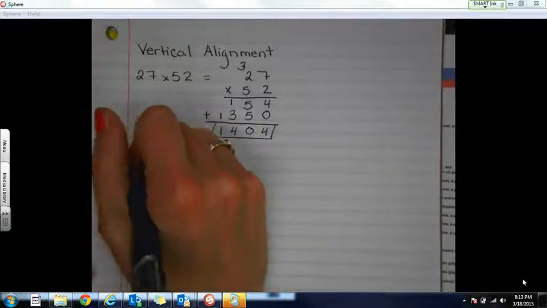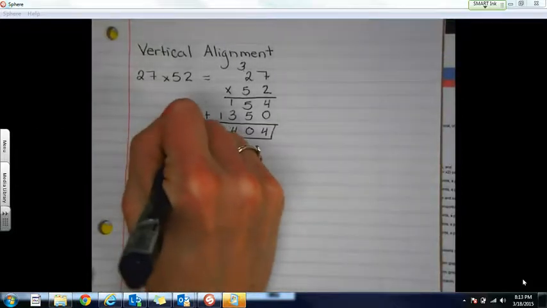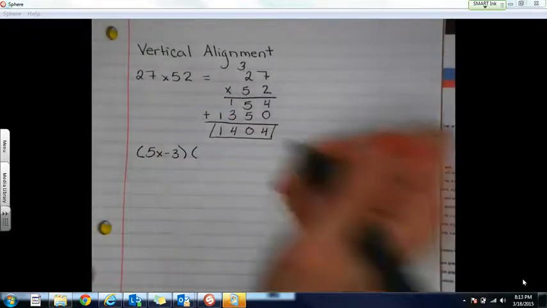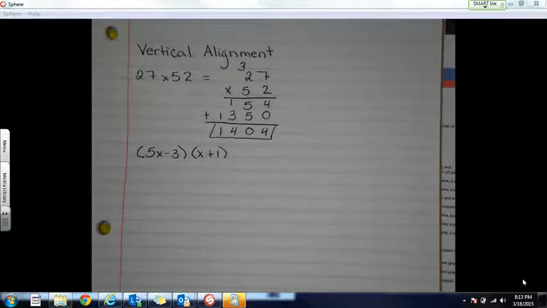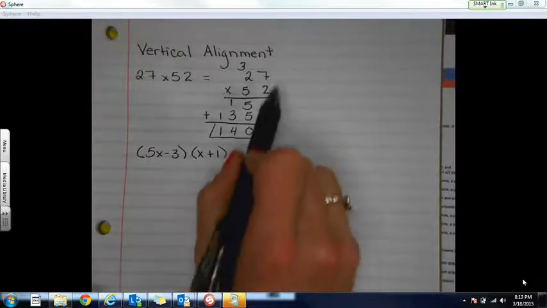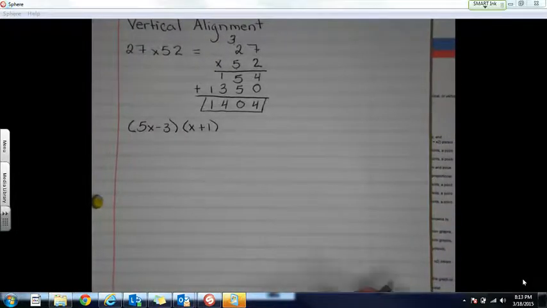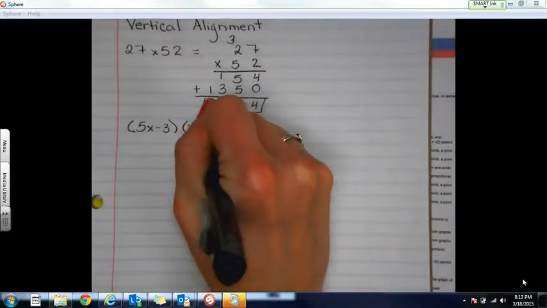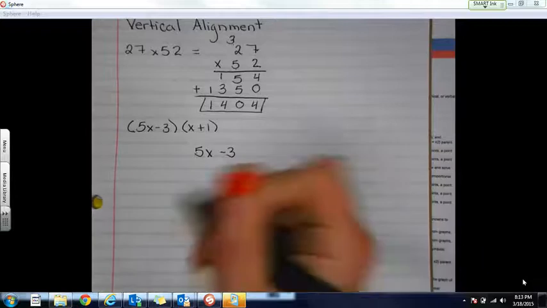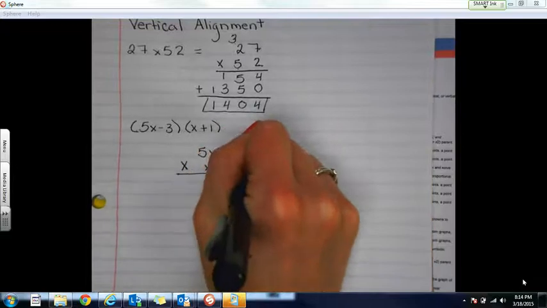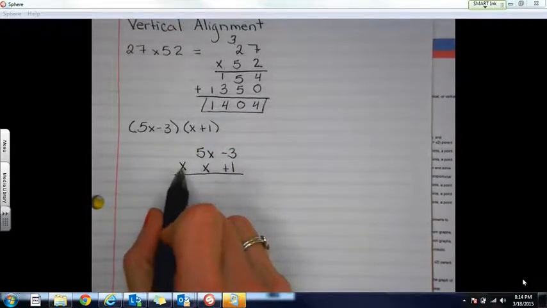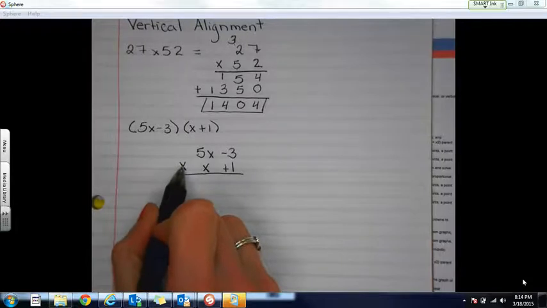So we have the binomial 5x minus 3 times the quantity of x plus 1. So step 1 is to write the terms of each binomial in a vertical format, just like we did multiplication in elementary school, like right here. So I'm going to write 5x minus 3, and then underneath that I'm going to write times x plus 1. And if this times symbol is confusing because you have a times and x, you can always put the dot. That's okay too.